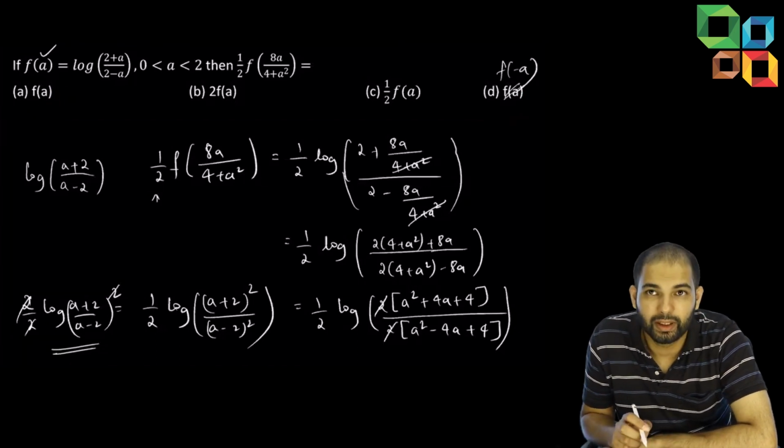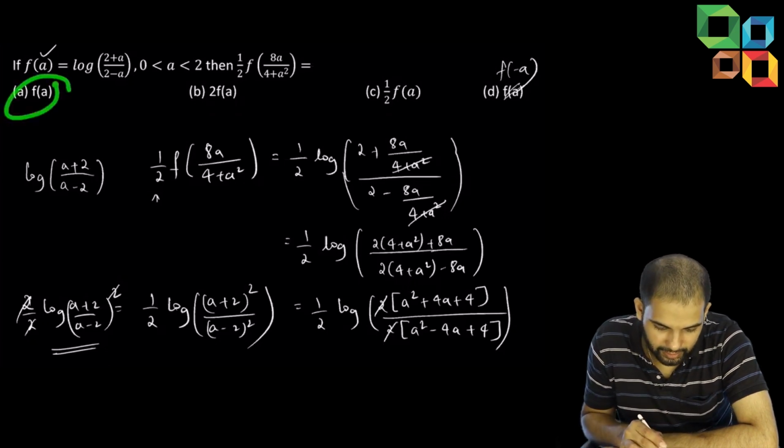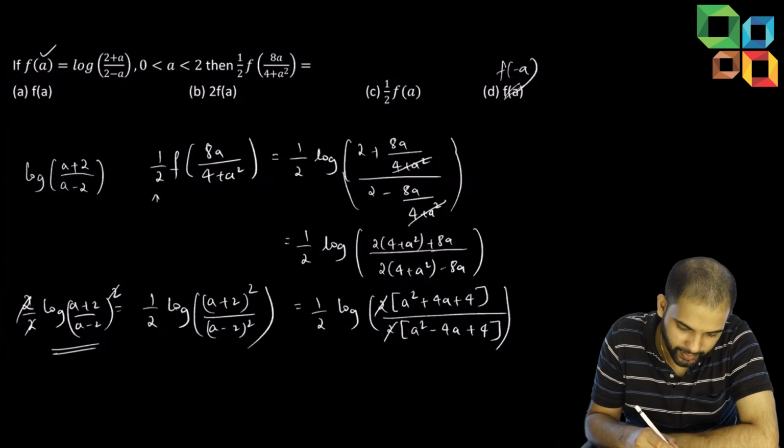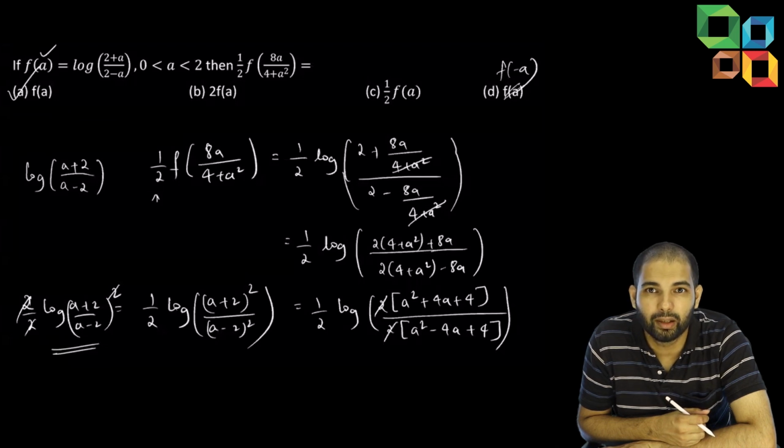So what do you think the answer is? A, B, C, or D? D. Okay. The actual answer should be A, right? You're going to get f of A itself. Any issues here? No. Do you agree with my answer?